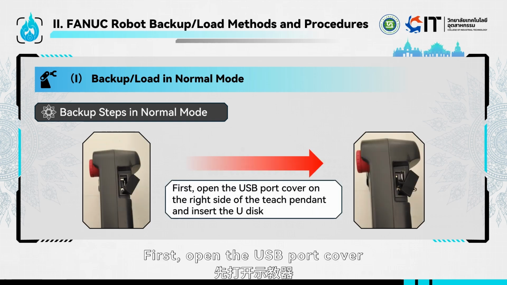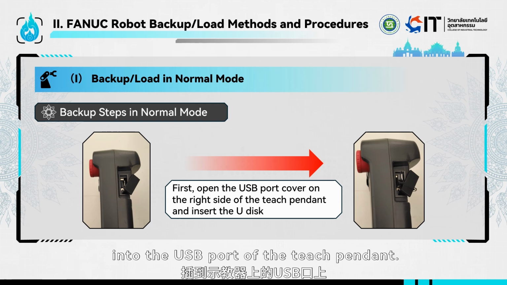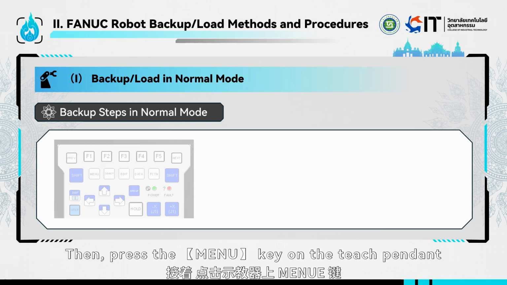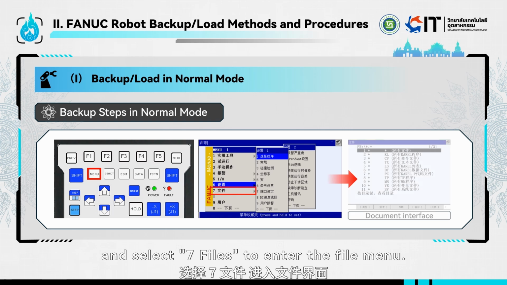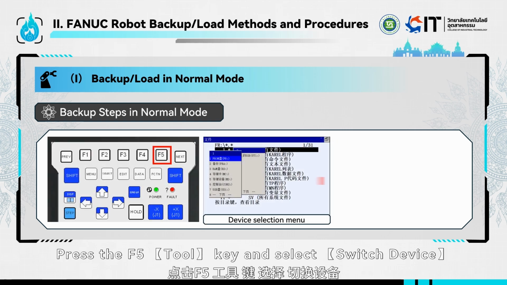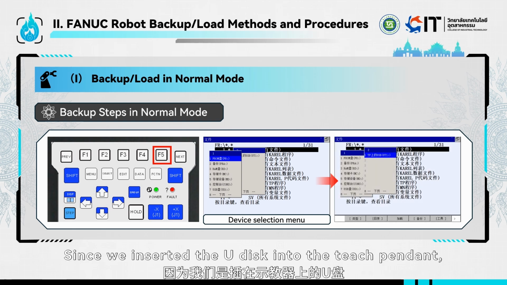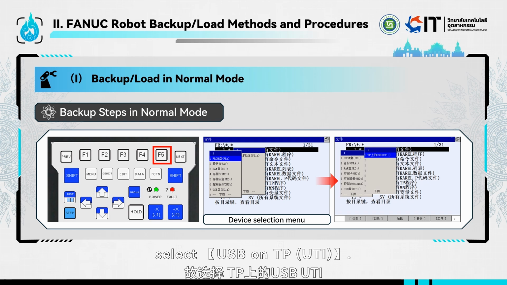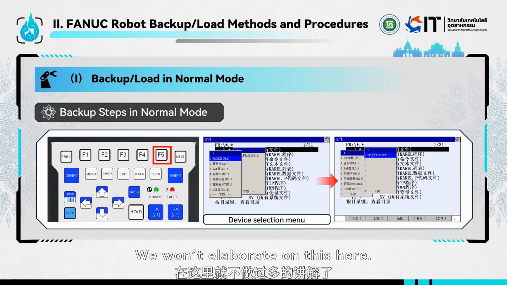First, open the USB port cover on the right side of the teach pendant and insert the U-disk into the USB port of the teach pendant. Then, press the MENU key on the teach pendant and select 7 files to enter the file menu. Press the F5 tool key and select Switch Device to enter the device selection menu. Since we inserted the U-disk into the teach pendant, select USB on TP. It is worth noting that the formatting of the U-disk and the creation of backup folders can be done on a computer, which is simpler. We won't elaborate on this here.